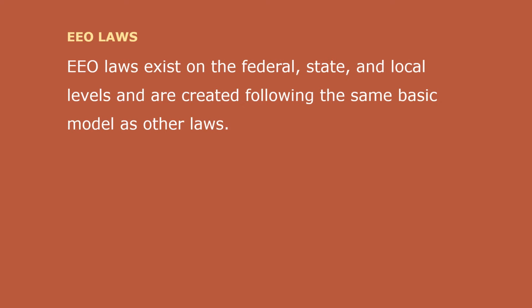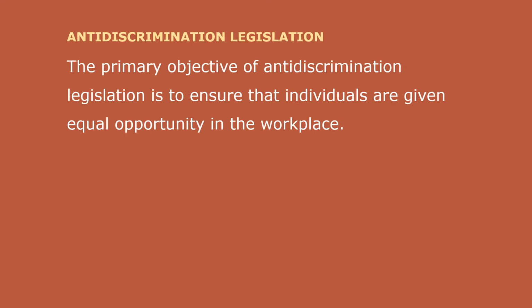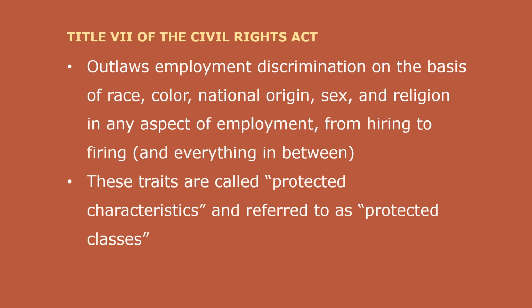EEO laws exist on the federal, state, and local levels and are created following the same basic model as other laws. The primary objective of anti-discrimination legislation is to ensure that individuals are given equal opportunity in the workplace. Title VII of the Civil Rights Act outlaws employment discrimination on the basis of race, color, national origin, sex, and religion in any aspect of employment, from hiring to firing and everything in between. These traits are called protected characteristics and referred to as protected classes.